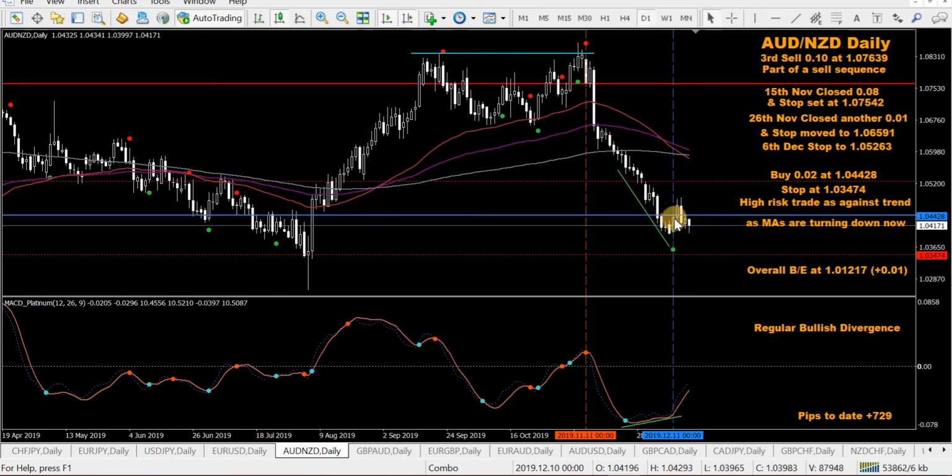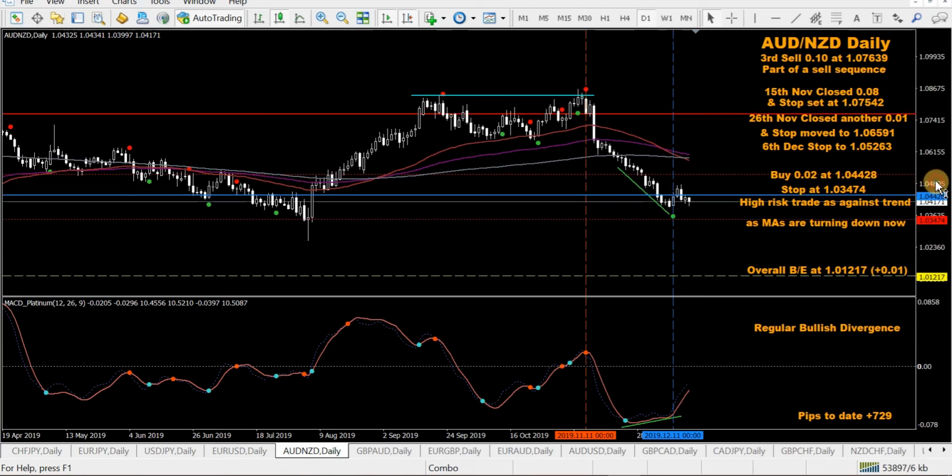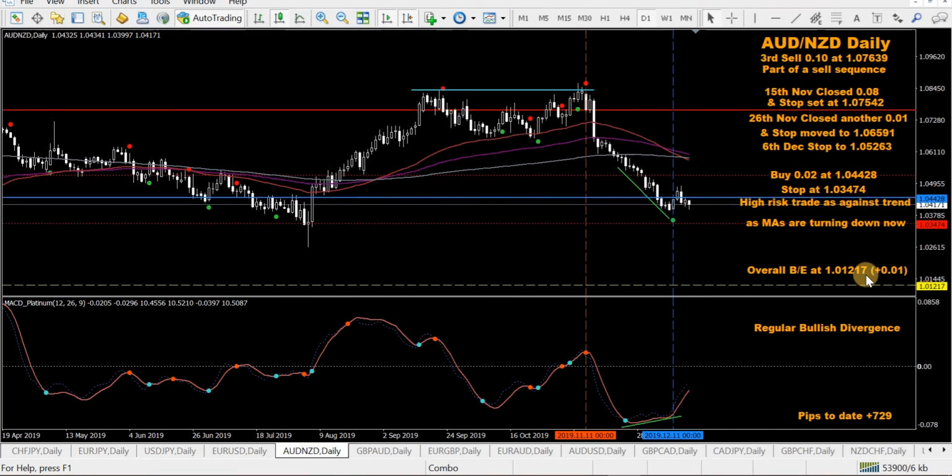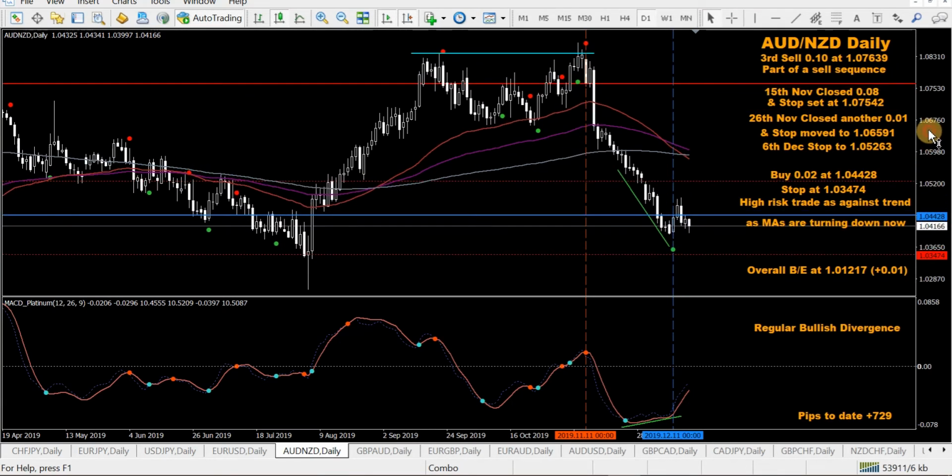Then I followed this up with a buy in here, and this is regular bullish divergence. You can see MACD is going up, price is going down. Stop in place for the buy, stop in place for the sell. Overall break even 101,217. That's off the charts. It's probably down below. There it is there. Positive, price is well above it. It's good. So it's a good spot to be. So that's my overall break even for both these trades.